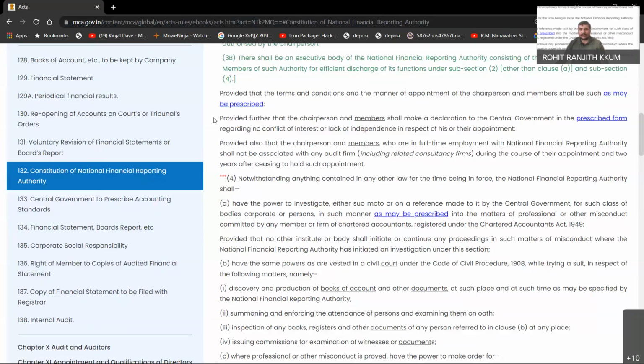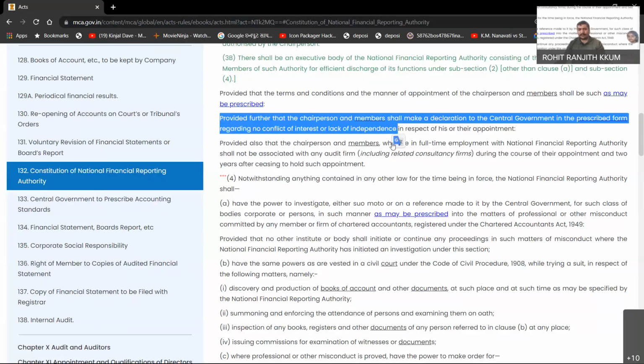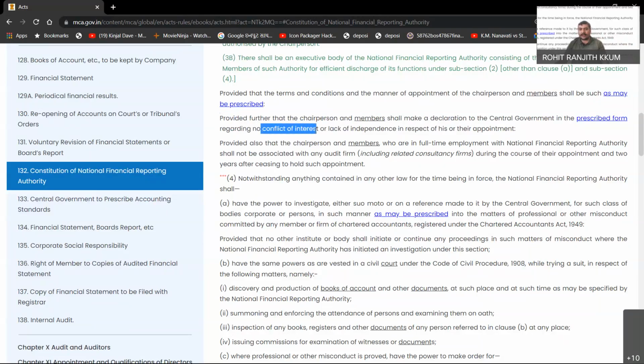Guys, this part you avoid. Each and every member who wants to be a member will give a declaration to the central government that there is no conflict of interest and lack of independence. What do you mean by that? That means no interest is involved in this post, and they are not going to misuse this particular post. This kind of declaration they need to give to the government. All right.